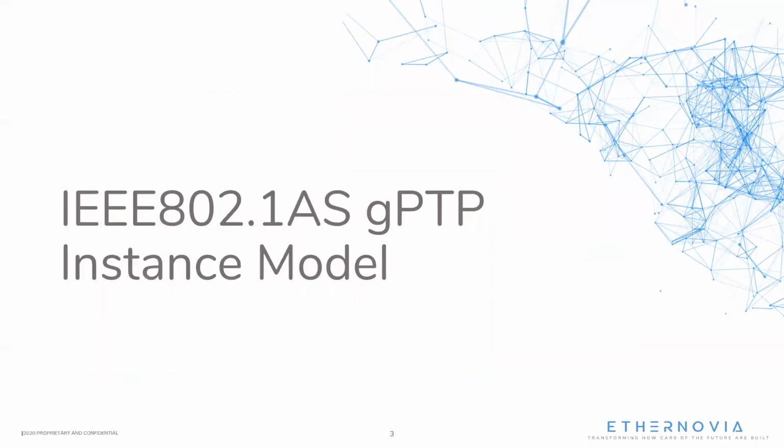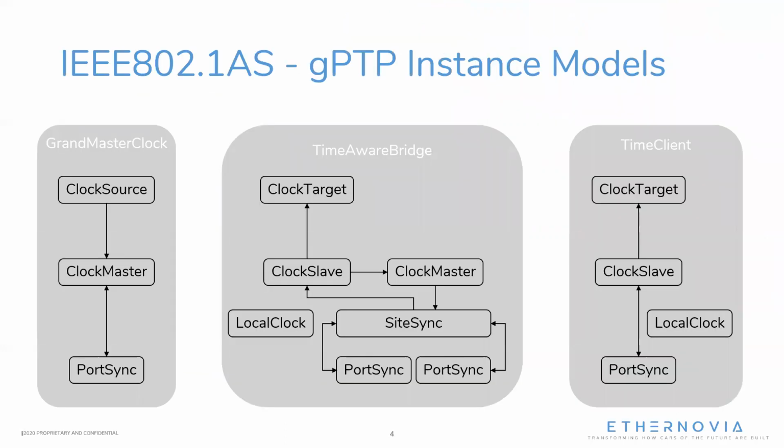So let's go into a little bit of detail on how 802.1AS describes the gPTP system and the time-aware systems involved therein. I have recreated the drawings that you can find in the standard, and I have split these apart into the master clock, where basically you have a clock source and a clock master that send out the timing information that is decisive for the whole system.